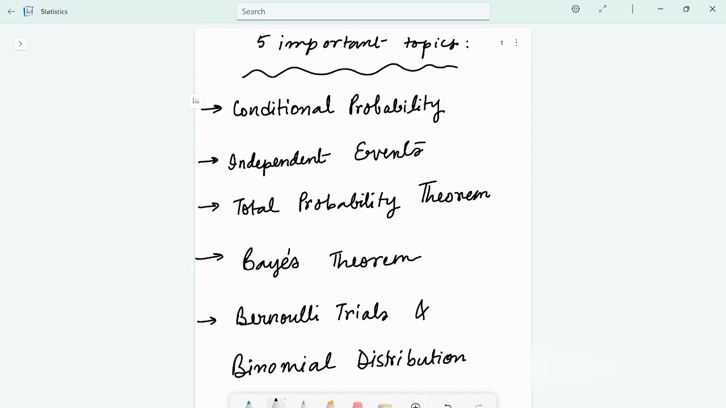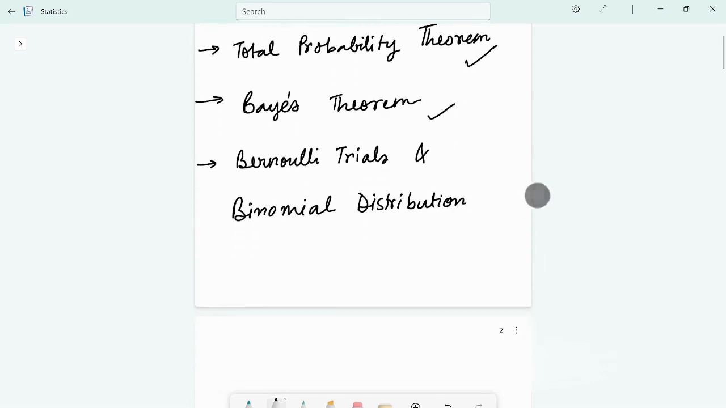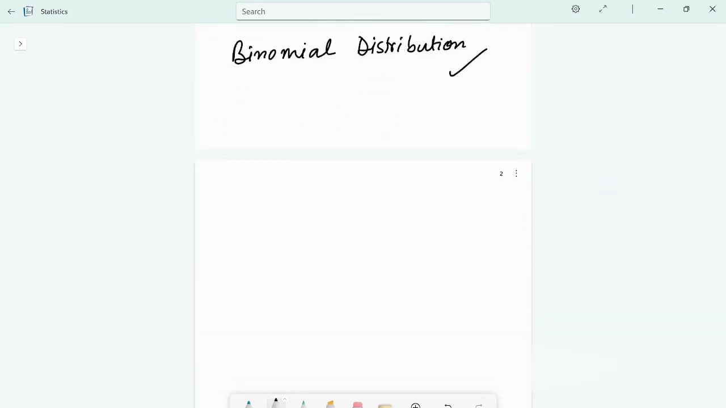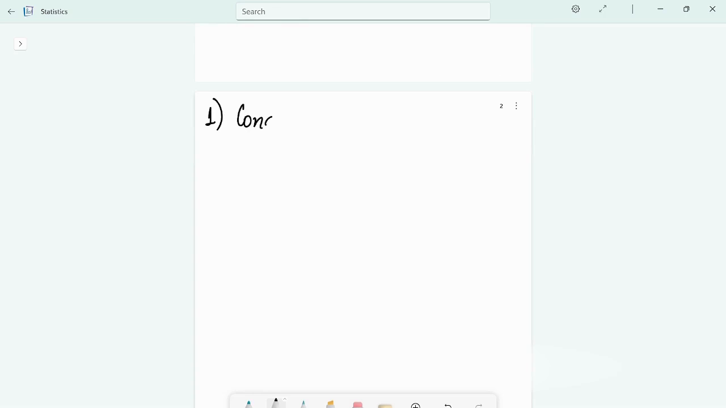We will cover these topics in our video: conditional probability, independent events, total probability theorem, Bayes theorem, Bernoulli trials, and binomial distribution. So first, let's start with our first concept, which is conditional probability.